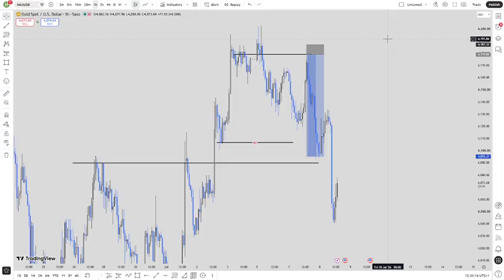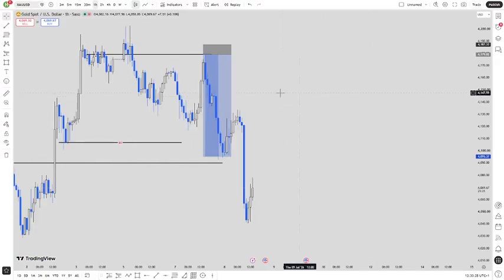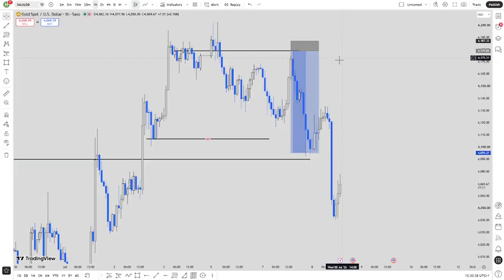So we can classify it under a probability B setup, and then I took the trade risking just half of the capital I was willing to risk for that day. You can see this was me risking $15 to make close to around 150, giving me 1:10. So that is how I took this trade on XAUUSD.